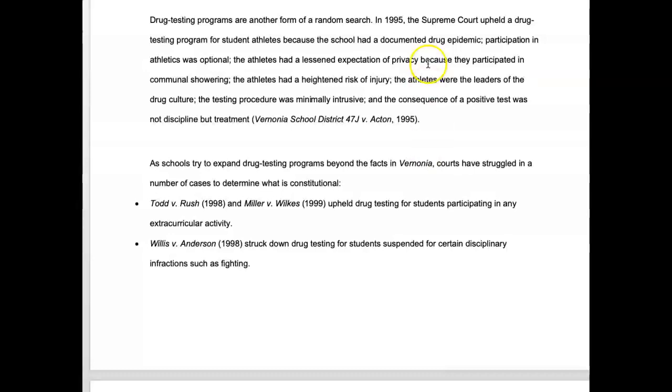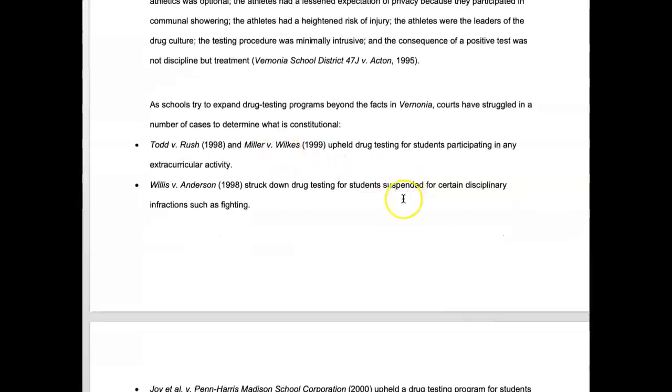Okay? And it needs to be minimally intrusive. So a pee test is less intrusive than a blood test. All right? If you required every athlete to have blood drawn, you probably wouldn't get that passed. If you had them all pee in a cup, you'd probably get that one passed. Again, if you had a history of it. And there are some cases listed here that you can look at.